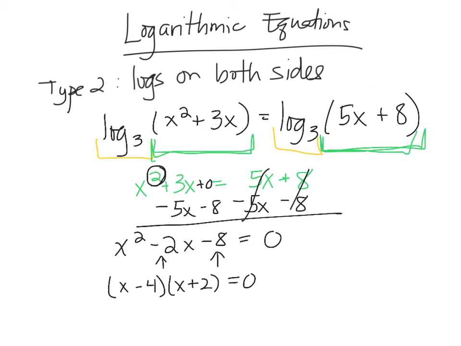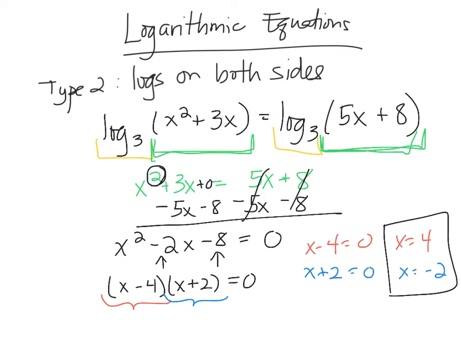So, and then we have two numbers. This is a number, and this is another number, that when I multiply those numbers, I get 0. So x minus 4 equals 0, or x plus 2 equals 0. One of them has to be 0 because they're multiplying by each other to equal 0. So that would imply that x equals 4 or x equals negative 2.